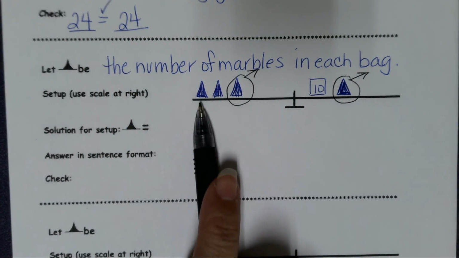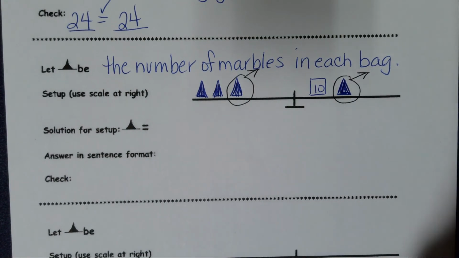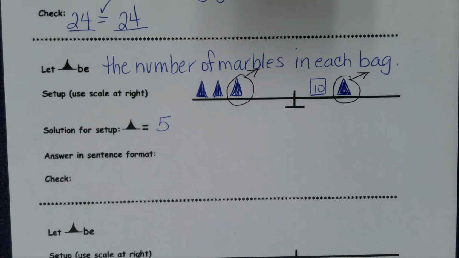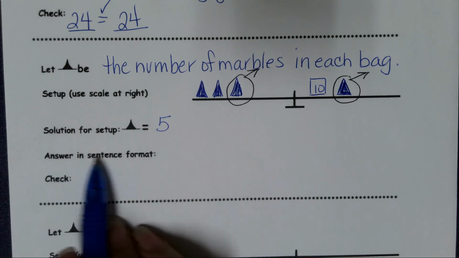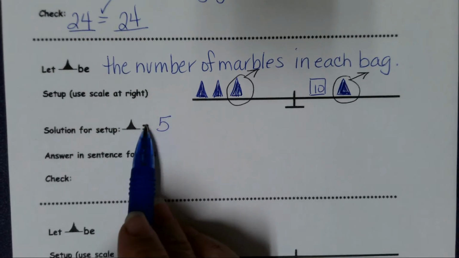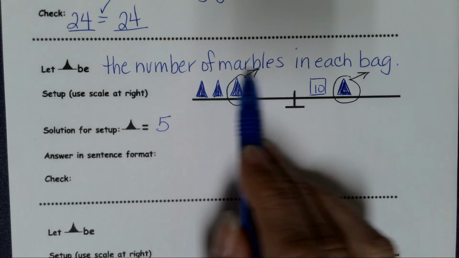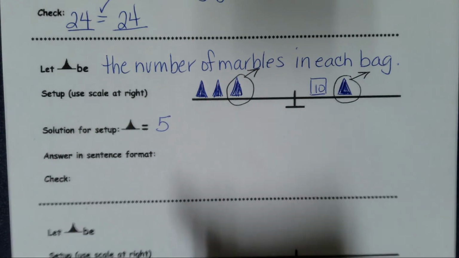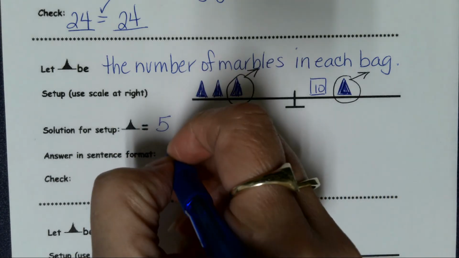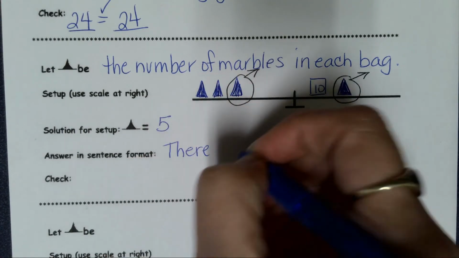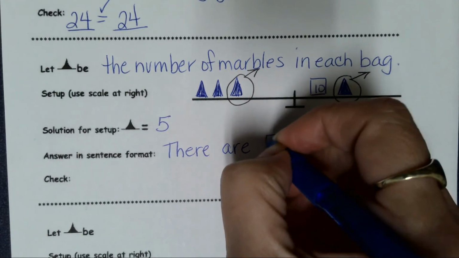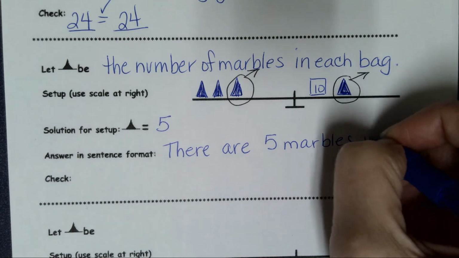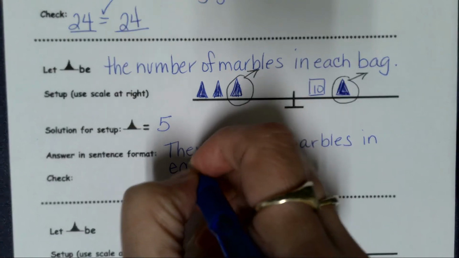So that leaves us with 2 pawns equals 10, which means that 1 pawn equals 5. And our answer in sentence format is going to include the solution plus the sentence that explained what we were looking for. So there are 5 marbles in each bag.